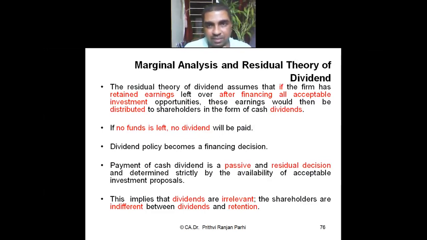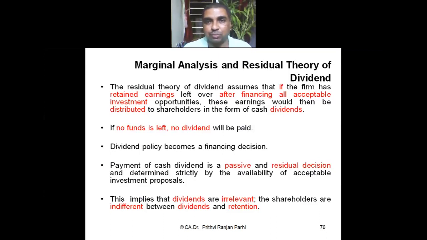This is the residual theory of dividends. According to this theory, what happens? Dividend is a residual decision. It's not a main decision. Why is it called a residual decision? We have to understand the concept behind this.